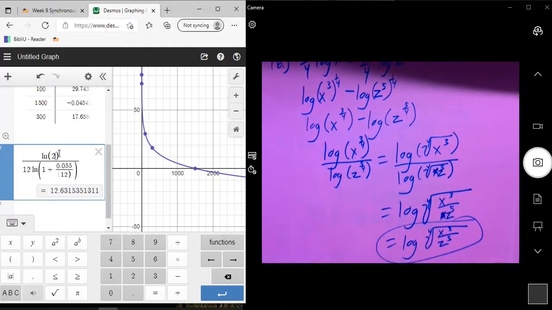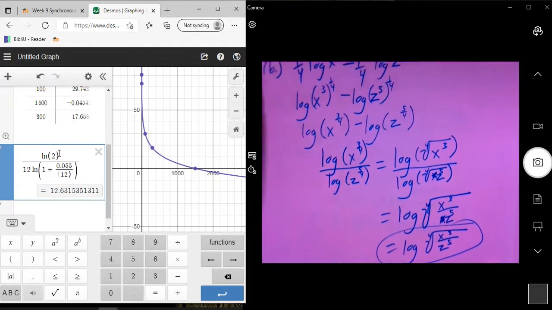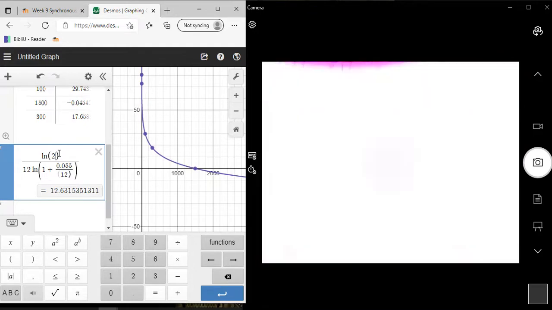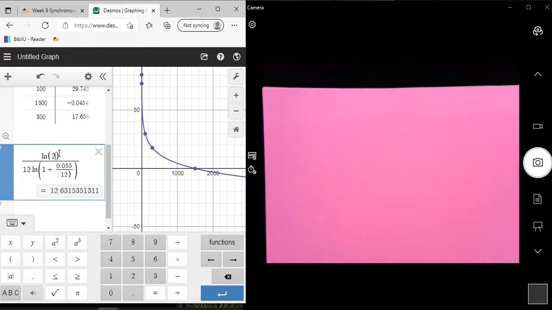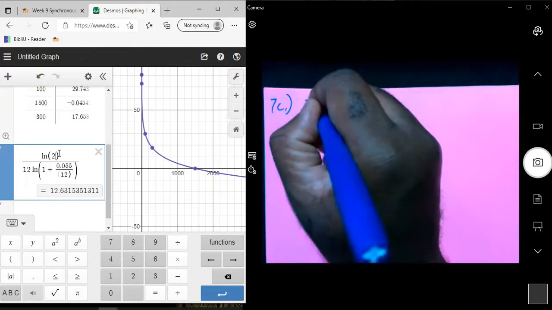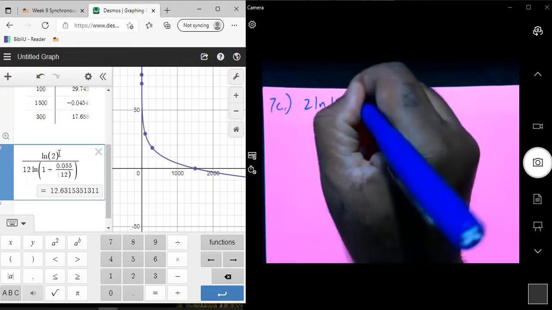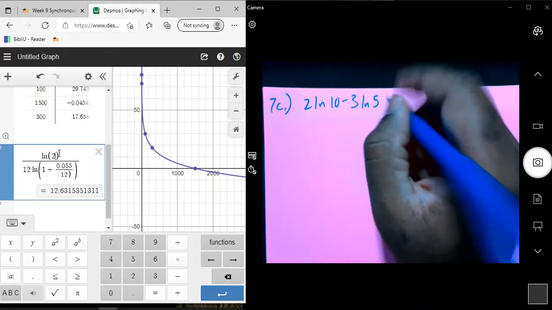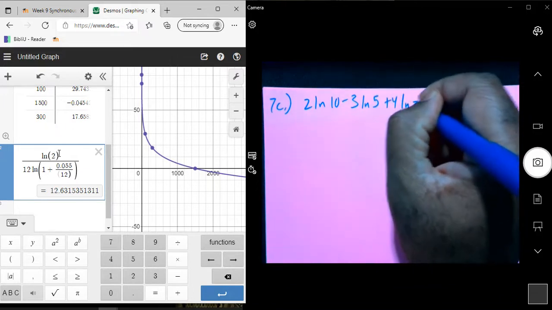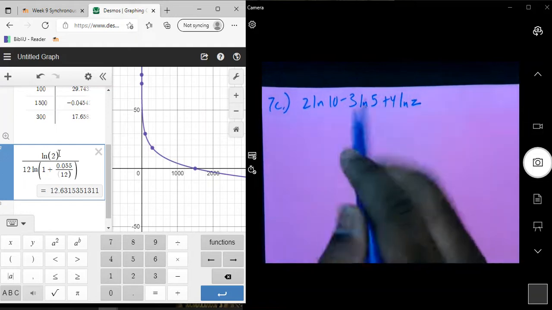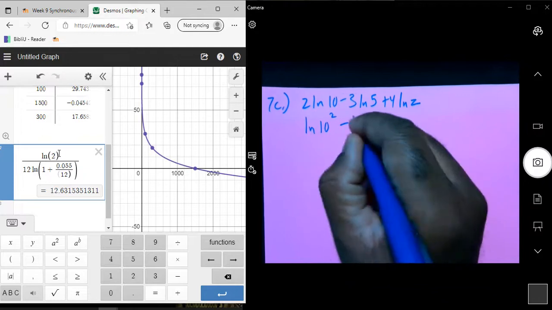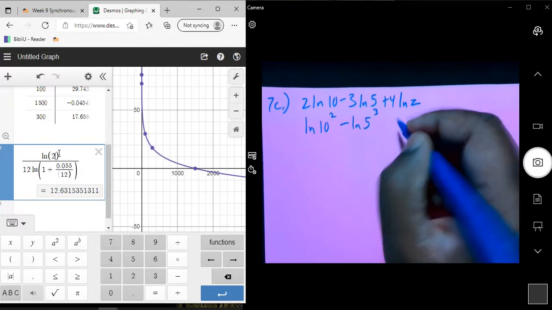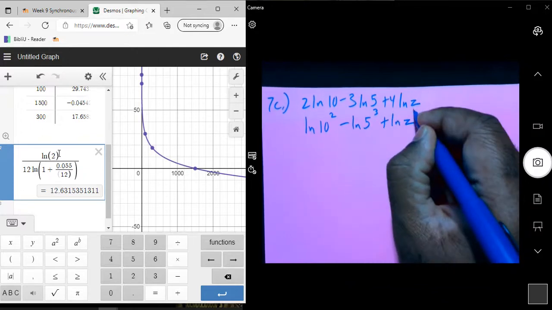Now that's 7b. Now we move on to 7c. In 7c, we have 2 natural log 10 minus 3 natural log 5 plus 4 natural log z. So again, all of these are exponents. So we have natural log 10 to the 2nd minus natural log 5 to the 3rd plus natural log z to the 4th.